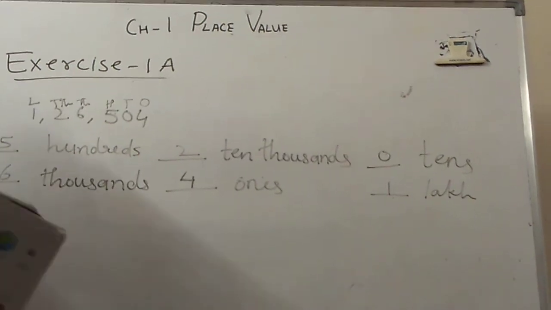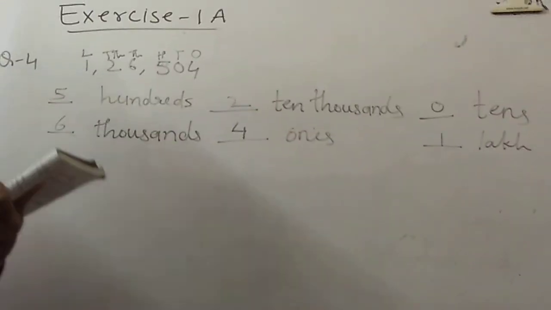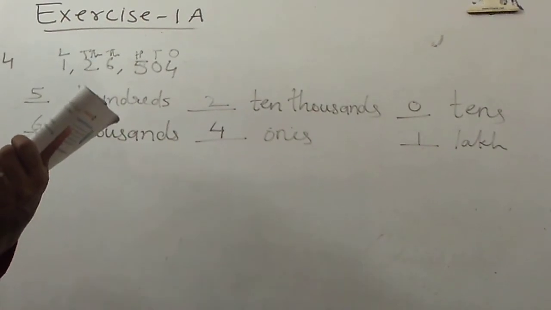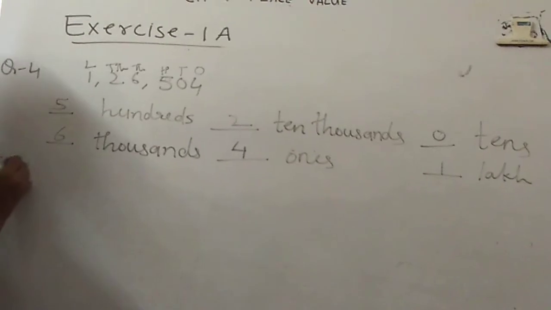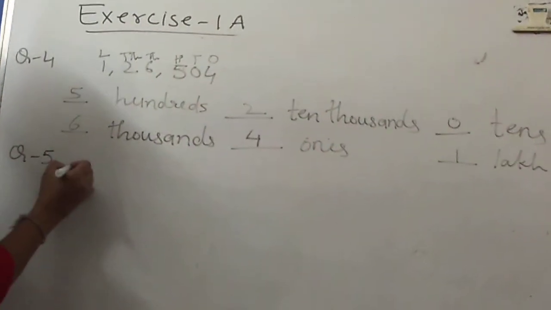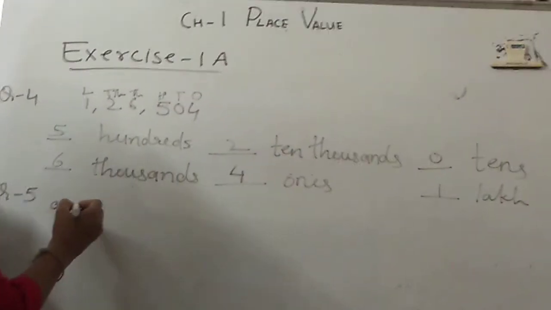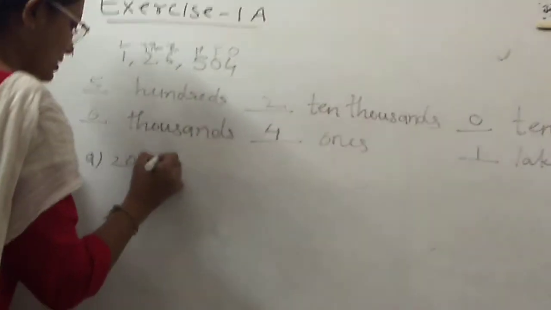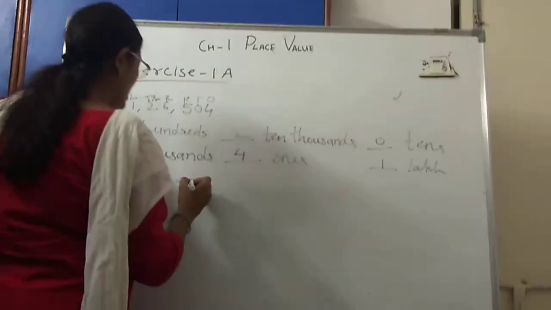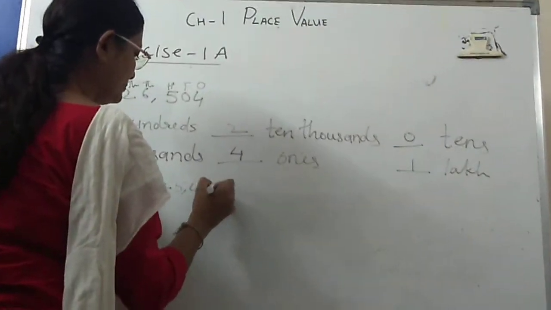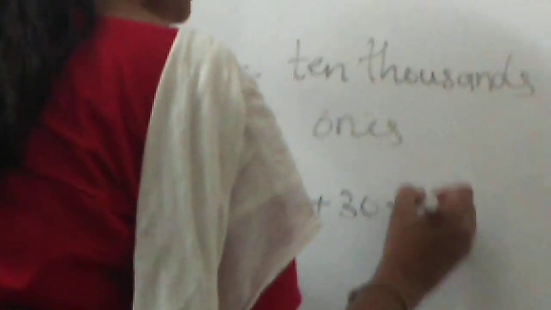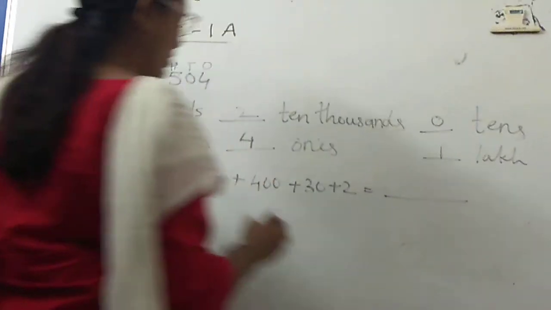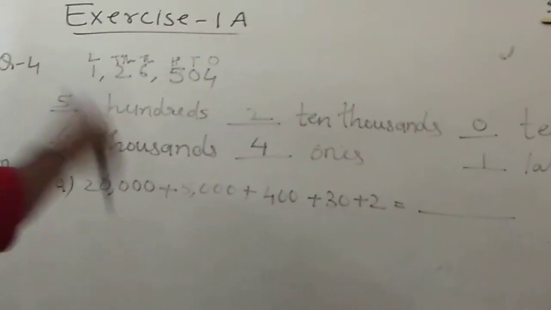Now we will go to question number 5. Question number 5 is write the numeral in each of the following. Okay. Number A I am doing. Number is given 20,000 plus 5,000 plus 400 plus 30 plus 2 is equal to blank. You have to write here the number. You have to find out the answer of it.